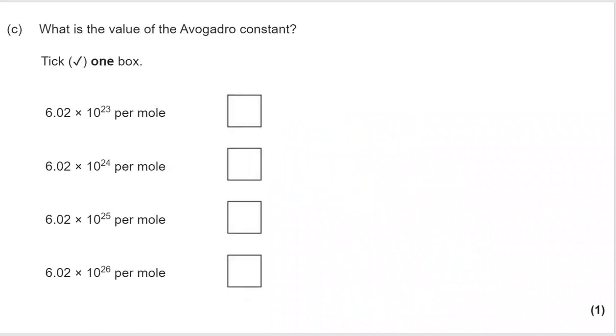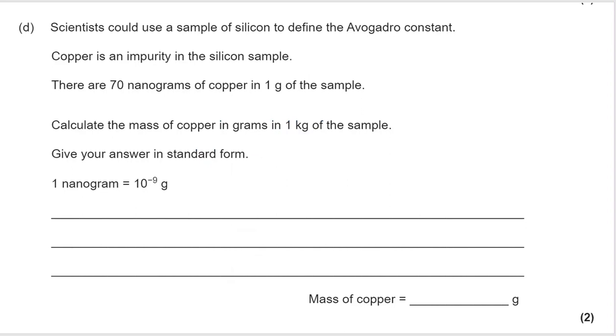Part C, what's the value of Avogadro's constant? 6.02 by 10 to the power of 23. Straightforward factual recall.